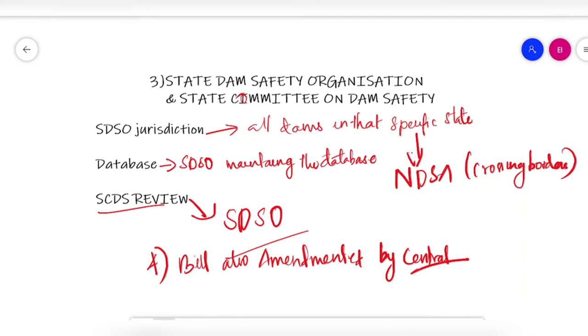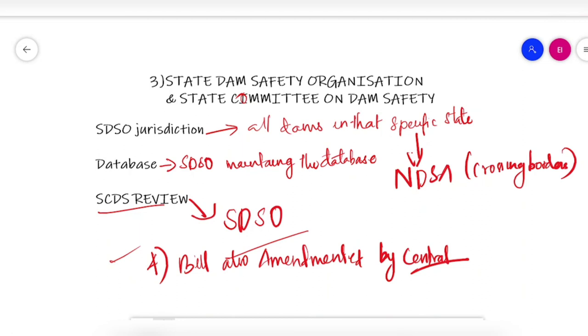Just remember, there are four provisions. Always remember that the first provision is the National Committee on Dam Safety, and the second thing is the National Dam Safety Authority, and the third thing is the Dam Safety Organization of the state as well as the State Committee on Dam Safety, and the fourth thing is that the bill itself provides for amendment by the central government if necessary in the above mentioned features of this act.